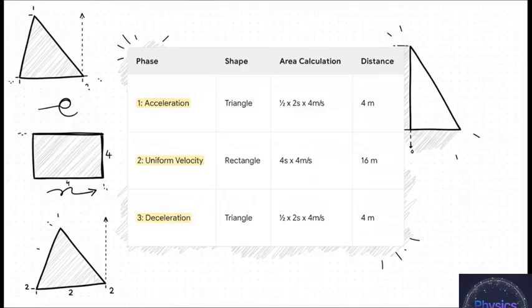For that first triangle, the area is half the base times the height. So that's half of 2 times 4, which is 4 meters. The rectangle in the middle is even easier, length times width. That's 4 times 4, which gives us 16 meters. And the last triangle is just like the first one, so that's another 4 meters.